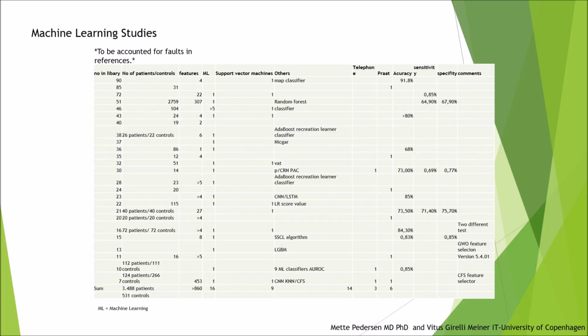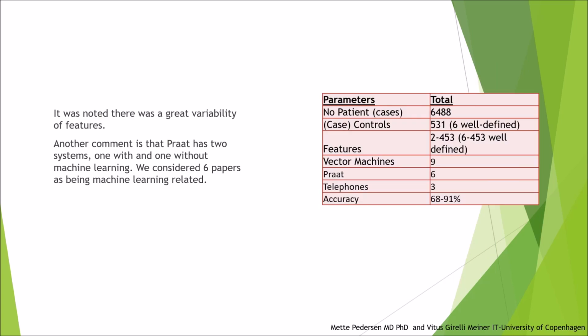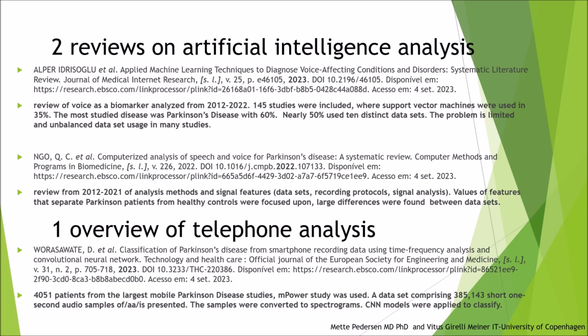When it comes to machine learning studies, there is a big variation. This indicates that much tighter co-work between researchers is necessary to get usable parameters in the future. ML stands for machine learning. It was noted there was a great variability of features. Another comment is that PRAAT has two systems, one with and one without machine learning. We considered 6 papers as being machine learning related: 2 reviews and 1 smartphone analysis.